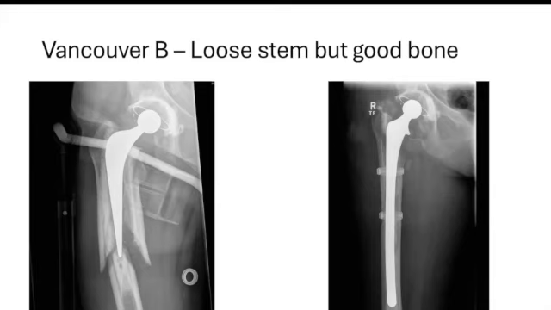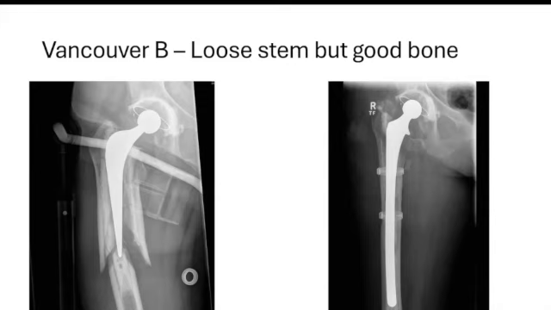Vancouver B2 is where the stem is loose but the bone is still of good quality. So you can see in this picture on the left that the bone still has good thick cortices. However, the stem is clearly loose from the cement. This is a difficult fracture to fix because you do need to revise and replace the stem.